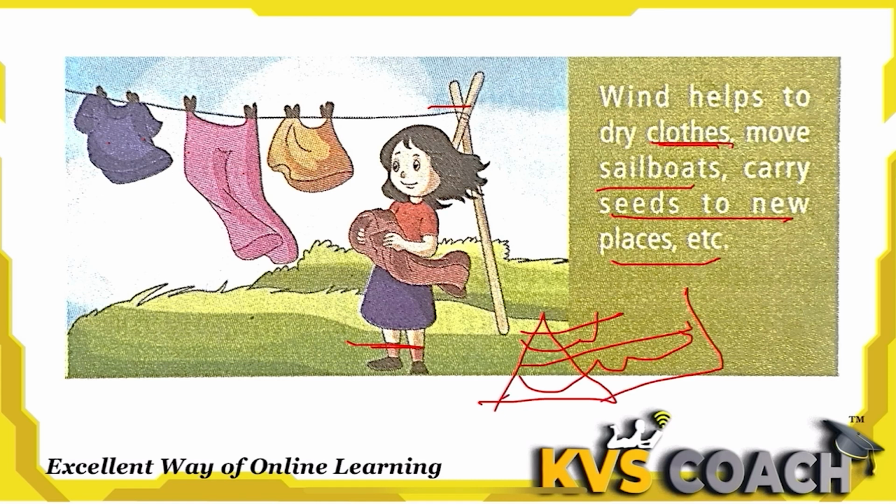In the sailboat, there is the sail, and the sail moves with the help of air only. Wind also helps carry seeds to new places. When a plant, a flower which has seeds, when the wind blows, their seeds fly away and are carried by the air from one place to another and they germinate into other plants. So wind also helps in germination of plants.